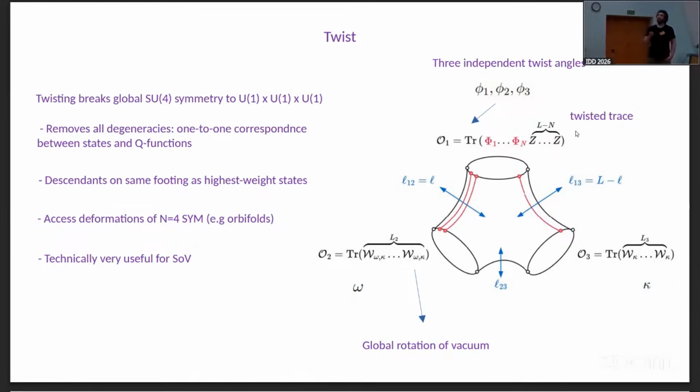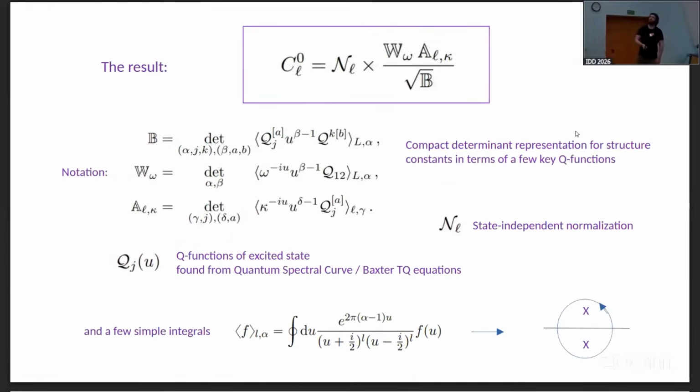Good. So let me just show you what the result looks like, what this combination of width contractions actually gives you in terms of the Q function from the quantum spectral curve of this excited state. Good. So the result is some product of determinants. So this is my structure constant. This N is just some normalization. Doesn't matter. Doesn't depend on the state. Not important. Not interesting. I have this w, which depends on this omega, which was one of my global rotation parameters. I have this a, which depends on the other global rotation parameter, kappa, and I have this b.